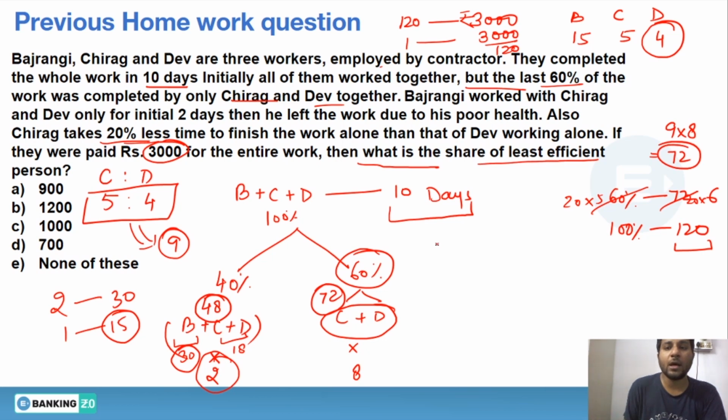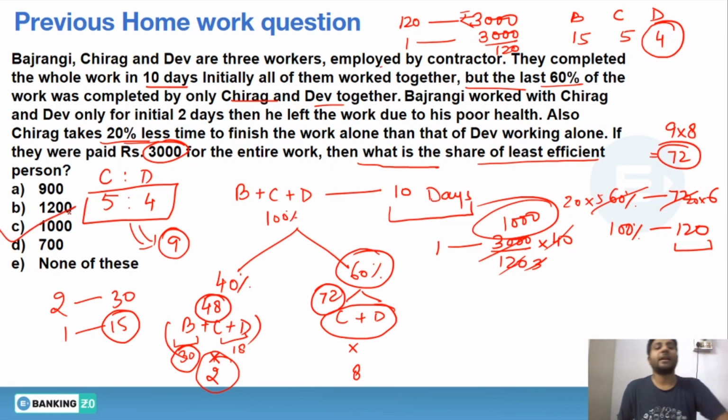For one work you will get 3000 by 120. That means for 40 work, because they completed 40 work in the whole day, he will get 1000 rupees. That means Dev, or you can say the least efficient person's work was 40, and for 40 work he will get 1000 rupees. Okay, I hope you have got what I'm telling you.